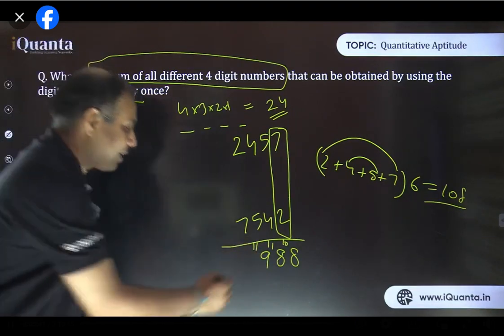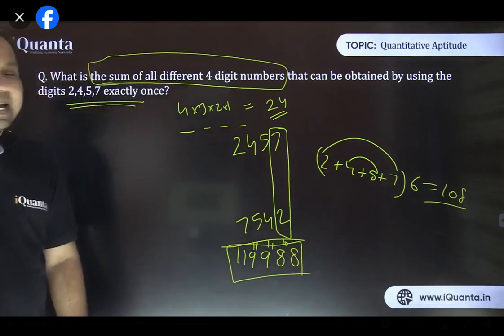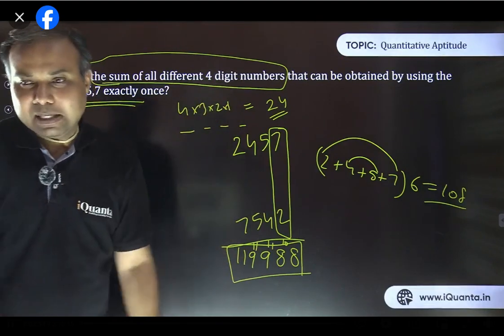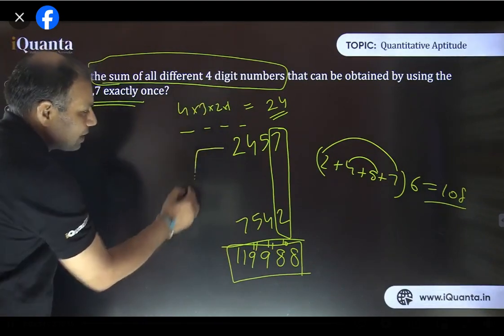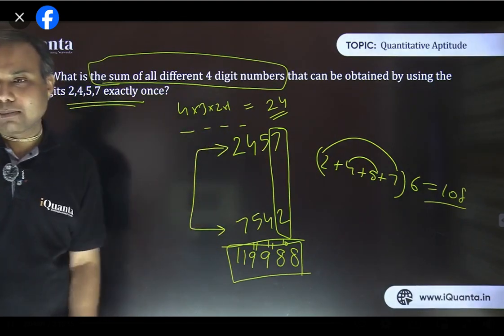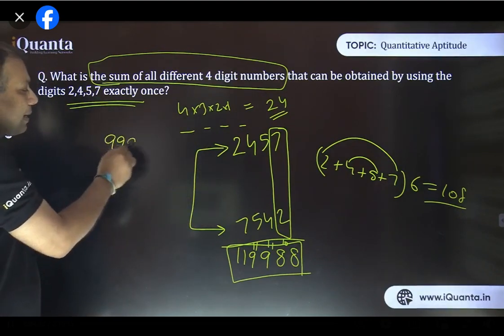First say 108 plus 11. So 119, and so this is the right answer: 119988. Fine. I have not used any formula. We have simply added the values. Final thing. You just add these two numbers. What do you get? If I add this first number and last number, it is 9999, isn't it?